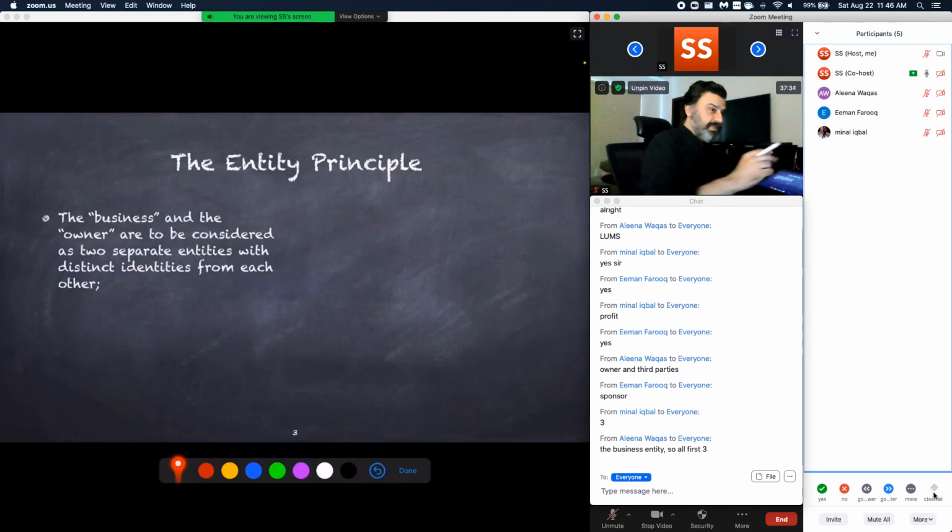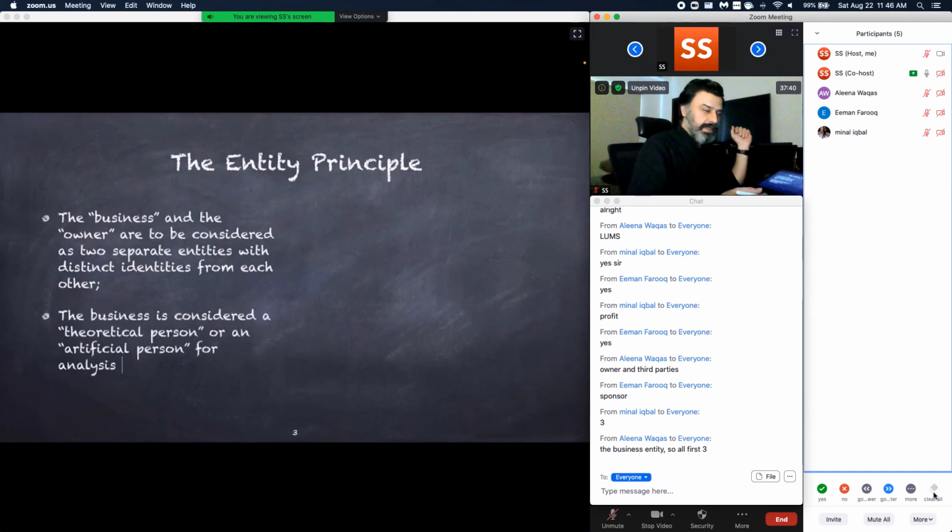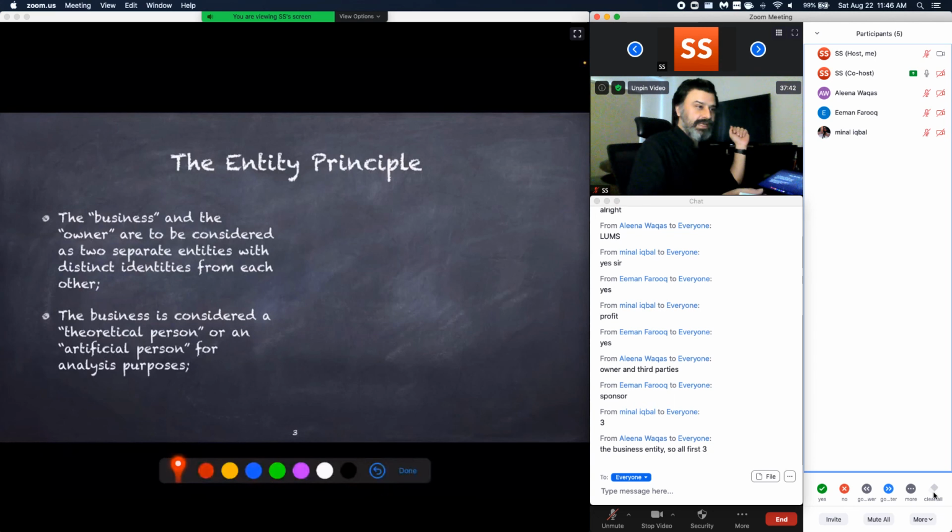So the first thing that we need to believe is that business is considered a theoretical person or an artificial person for analysis purposes. The business entity itself should be treated like a person, like the owner. Owner is a person. Exactly the same, we need to consider the business entity as a person, like a living, breathing person living in the physical world out there. Although business as a person does not exist, we will create a theoretical or artificial person in our imagination for a very important reason. I will tell you the next part.